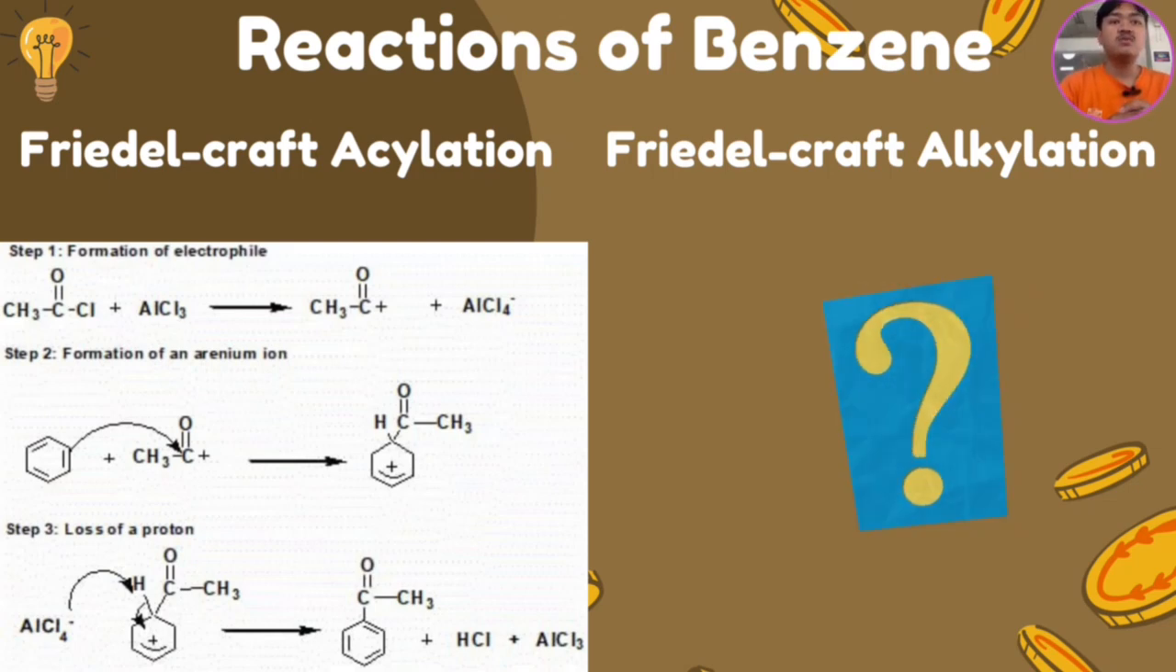Step 1, which is also the formation of electrophile, the chlorine is eliminated from the main solution, hence brought forward into AlCl4-. Step 2, the formation of arenium ion, in which the benzene is now able to join in. The loss of a proton aids towards the final reaction.